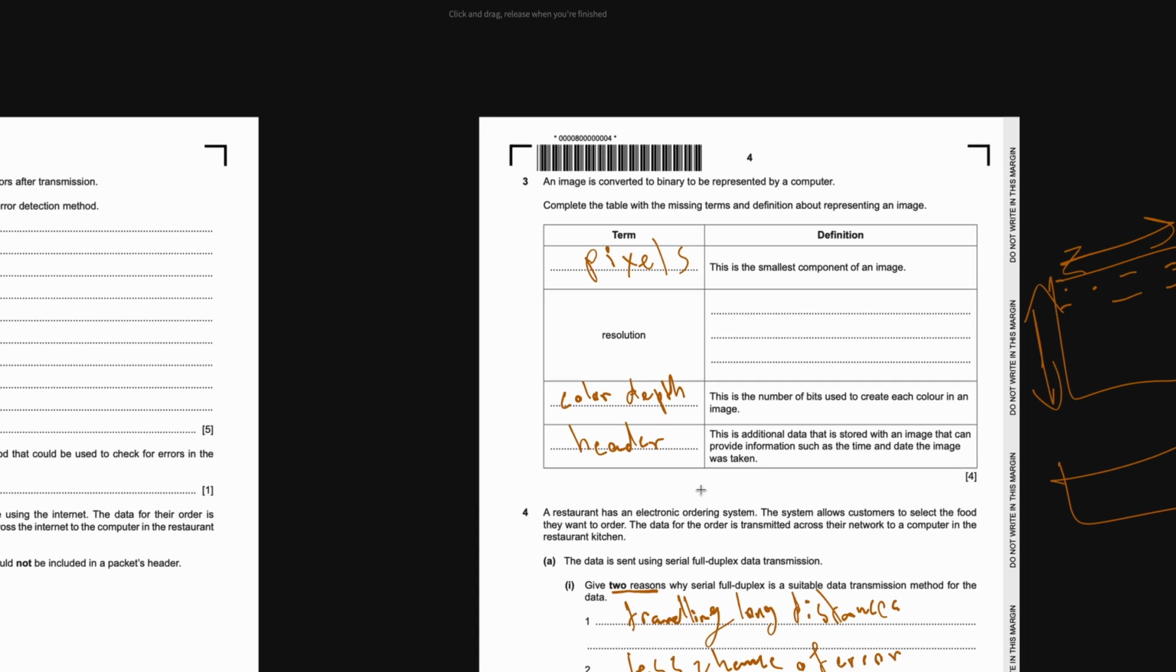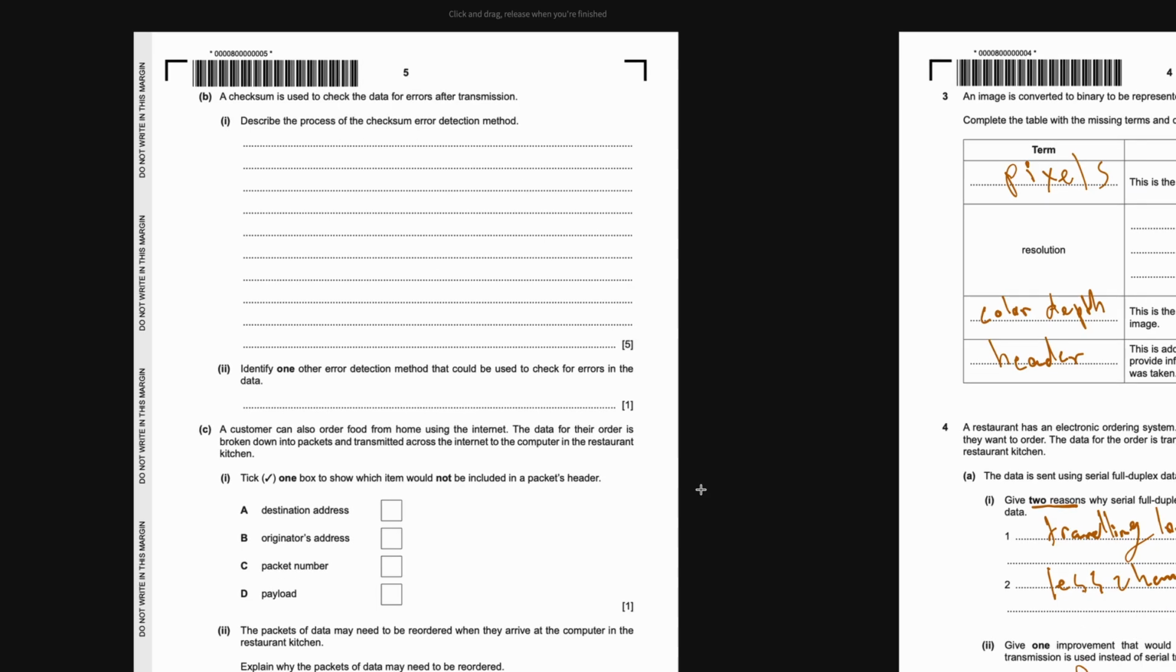That's it. So now for part B, a checksum is used to check the data for errors after transmission. Describe the process of the checksum error detection method. So basically, what is a checksum? Firstly, we need to identify the steps. So firstly, the checksum is calculated. It's calculated using the data that it has using an algorithm. The algorithm is applied on the data that it has to calculate the checksum.